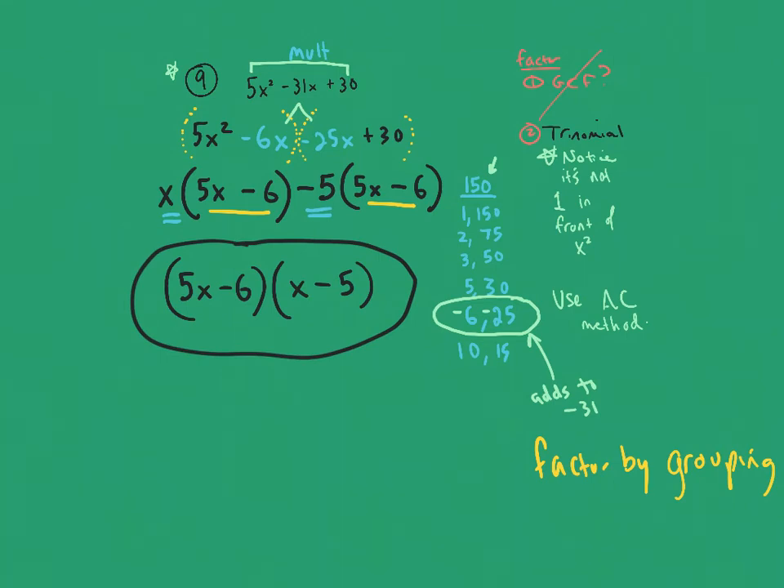So kind of a tricky process. We'll do another example of that. Number 10: 4r squared minus 31r minus 8.